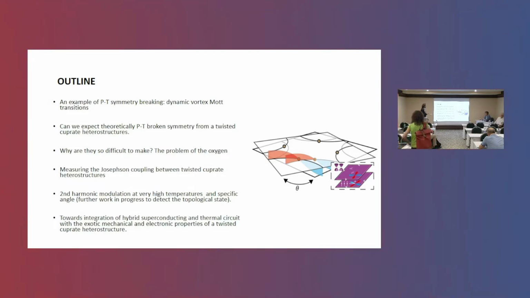I will show our measurement of the Josephson coupling between the twisted cuprate heterostructures. I will show that we have detected second harmonic modulation at very high temperature and a specific angle, and also discuss some work in progress about the detection of the topological state. Finally, I will discuss the possibility of integrating this heterostructure in a hybrid superconducting and thermal circuit with the exotic mechanical and electronic properties of this heterostructure.